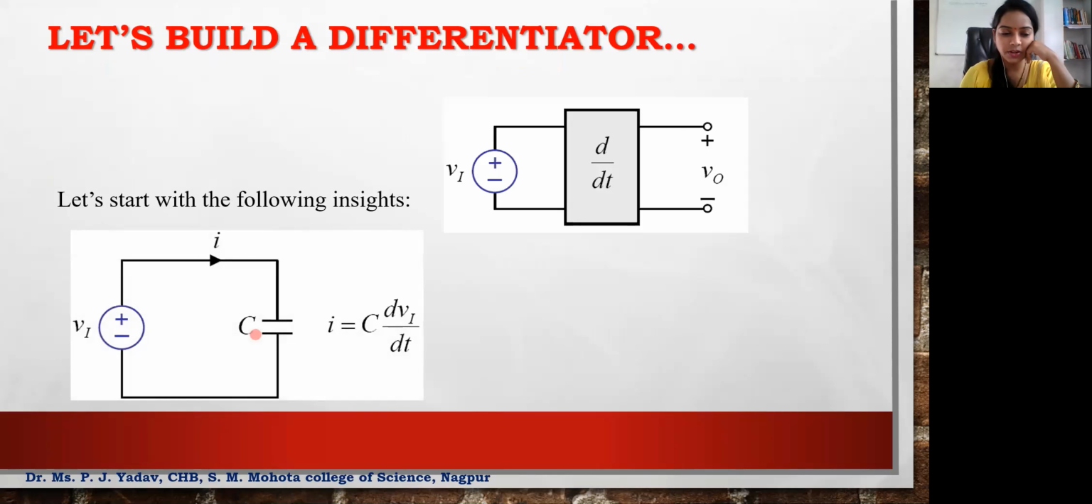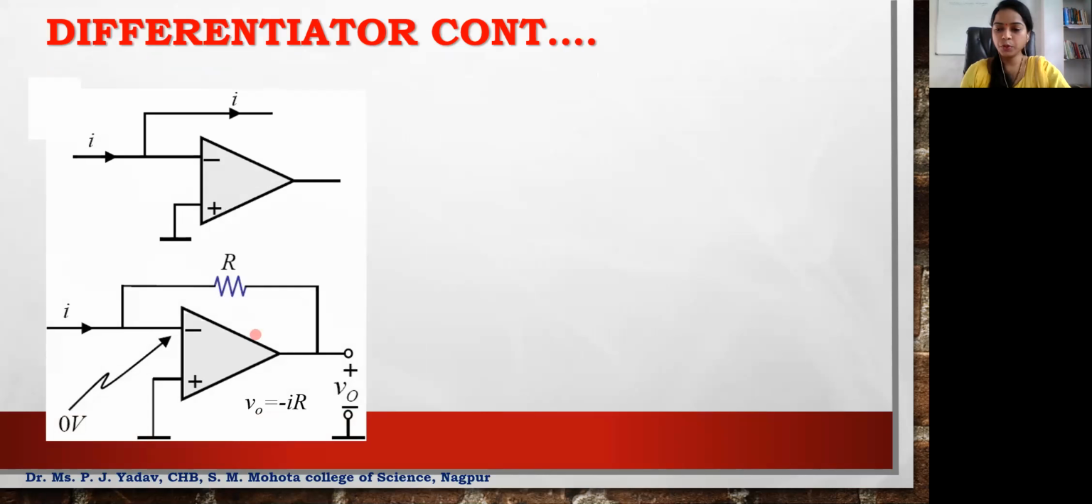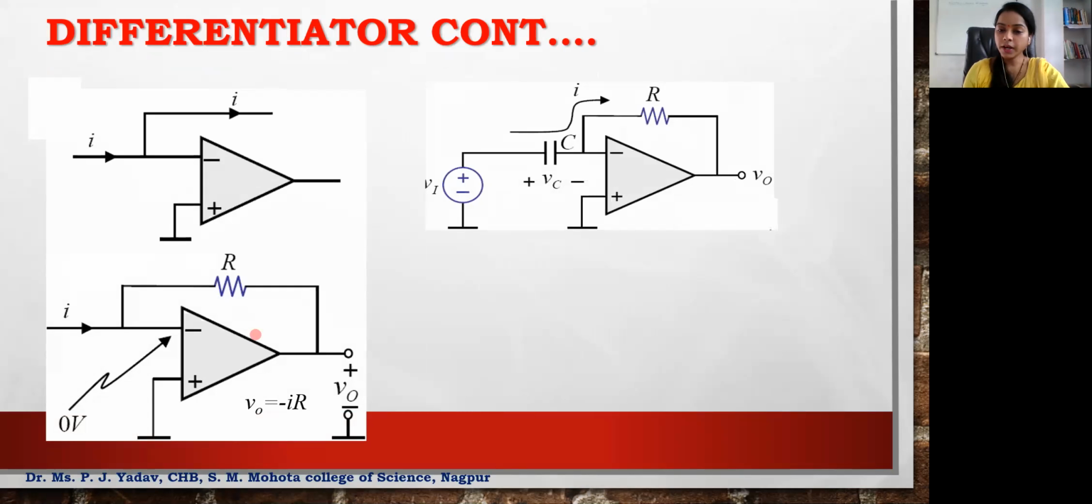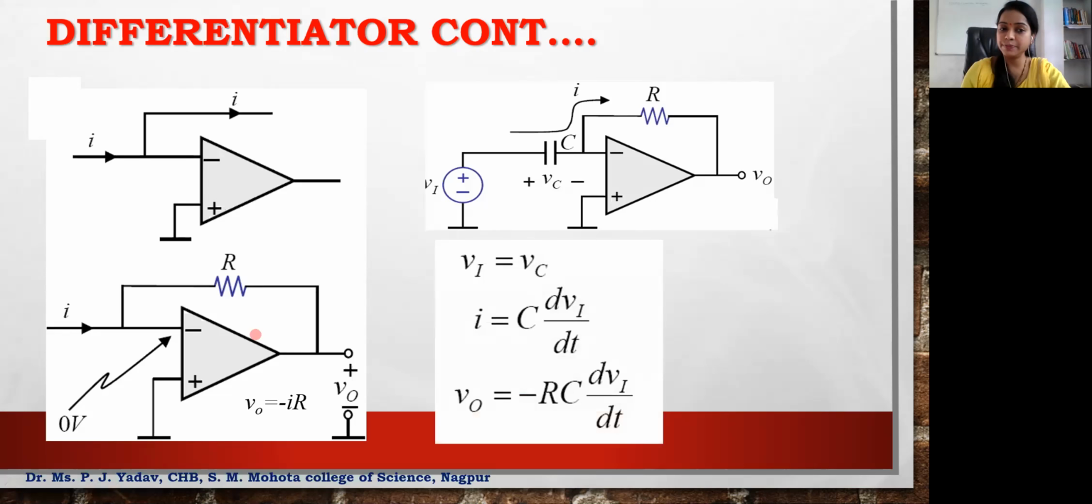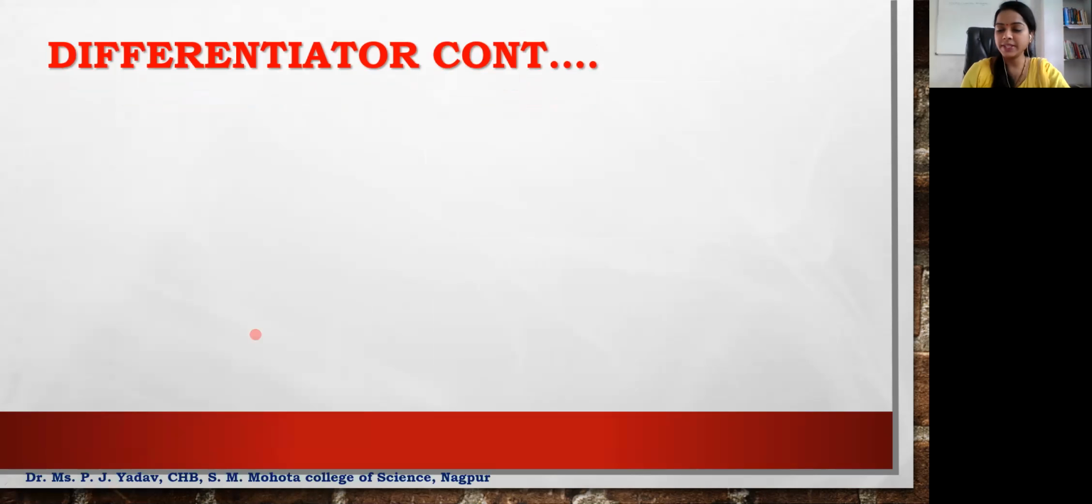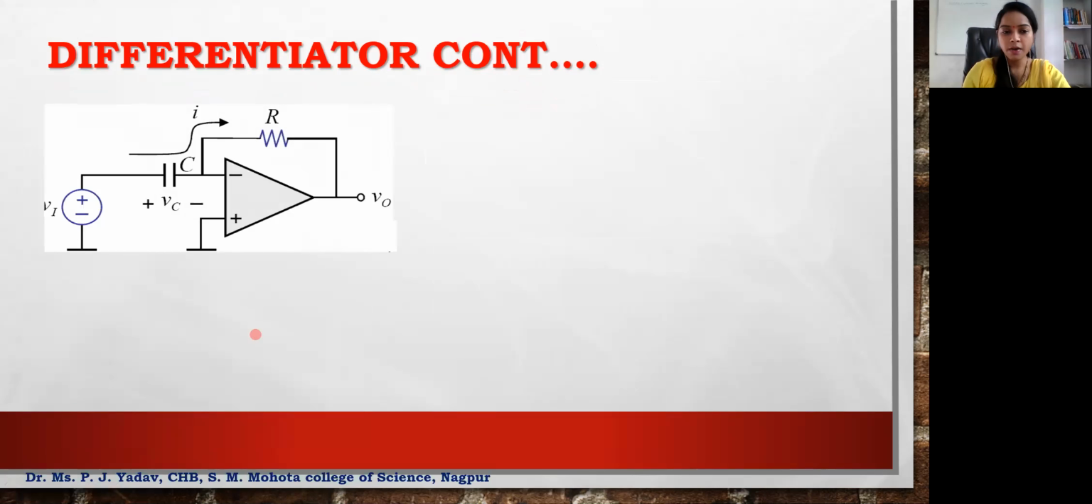So this is a general circuit of a differentiator and the equation will be given as I is equal to C dVi by dt. So if we put this circuit to an op-amp, you will have a current to voltage converter also. That is what we needed. So here we are placing a capacitor in the input and at the feedback we have given a resistance. So this is basically called op-amp as a differentiator. This is the final circuit of op-amp as a differentiator.